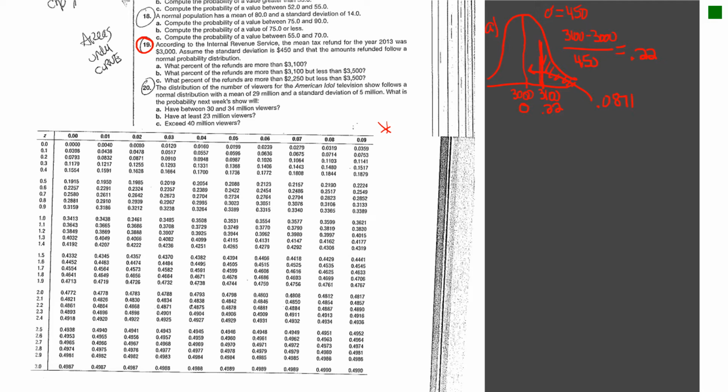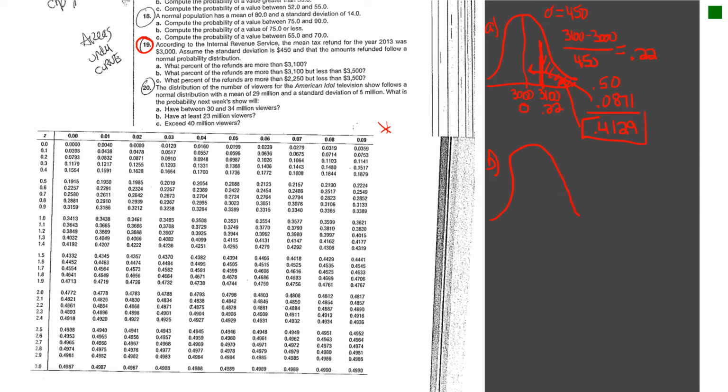So if I want the rest of this half of the curve, what I basically just have to do is subtract that from 50% to fill in the rest of the half. And that's going to give me 0.4129, which is your answer. So 0.4129 would then give you the rest of the curve. That's basically 41.29%.